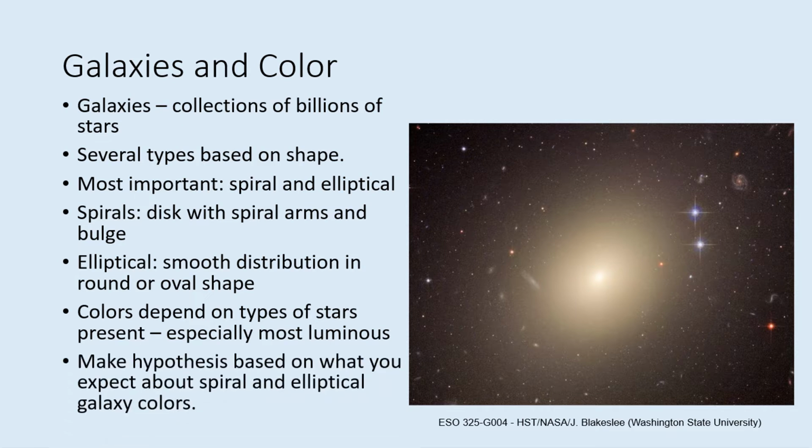One of the first steps in this lab is to make your own hypothesis about galaxy colors. Use what you know about how stars evolve, along with what you know about the stellar populations of spiral and elliptical galaxies, to make a hypothesis about what colors you should expect for these galaxies. Make sure you explain clearly why you expect the colors you do.